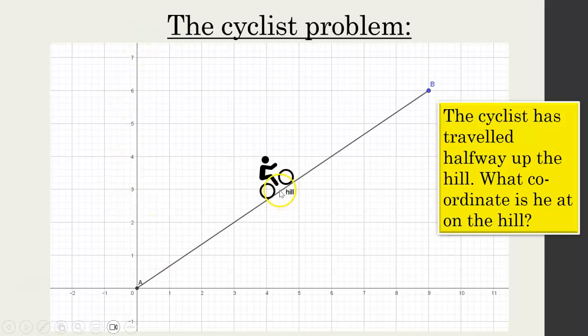Now you can probably read it off. You can maybe guess a little bit. But we want an exact number. It's a little bit tricky to find, but there's a way of doing it mathematically. So first off, we might look at the word halfway. That means he's gone half the length. So AB, that whole length, he's gone about half of that.